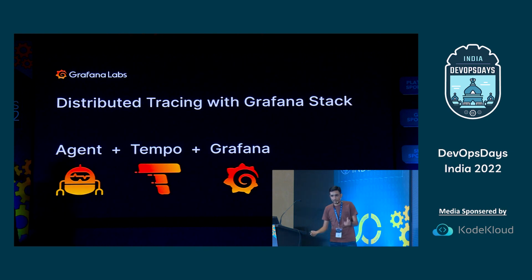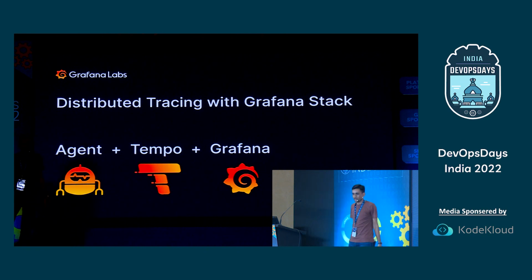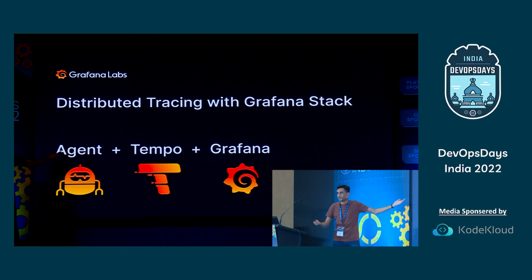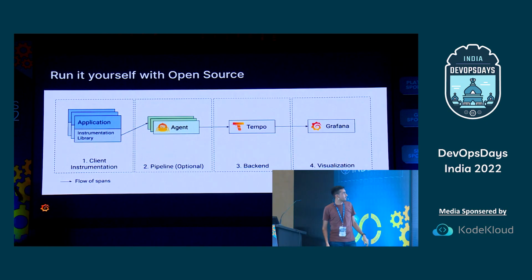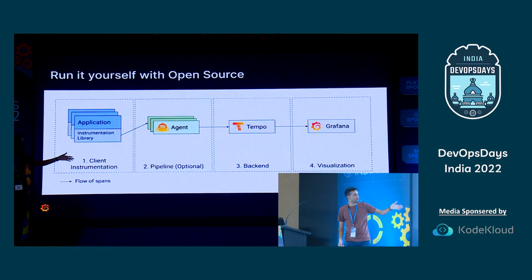So let's look at how to do an opinionated Grafana stack setup. You can use Agent as a collector, Tempo as a storage, and Grafana as a visualization layer. And instrumentation, obviously, you will instrument your application as step 1. Then step 2, step 3, and step 4. So this is one example of your setup.